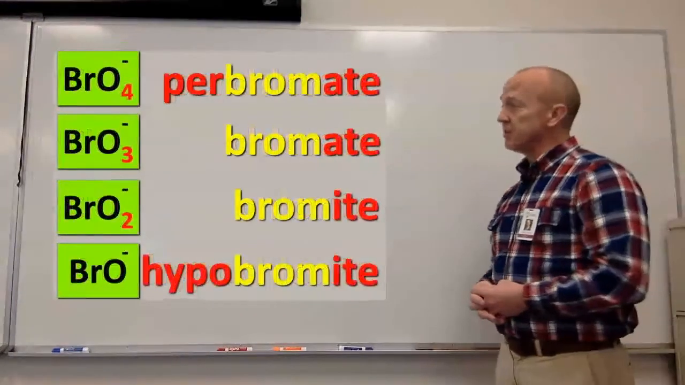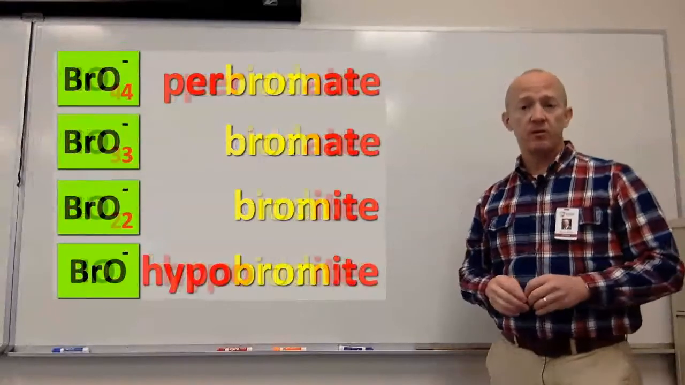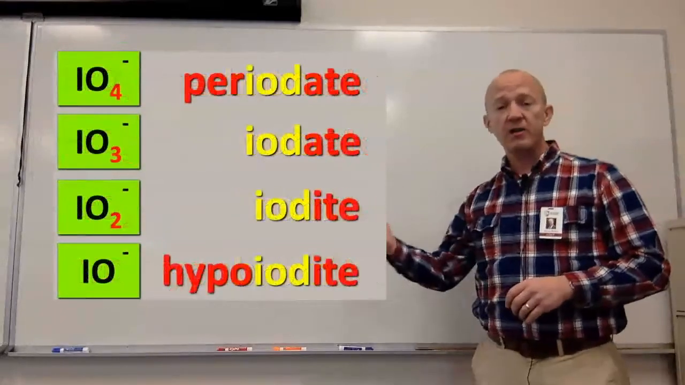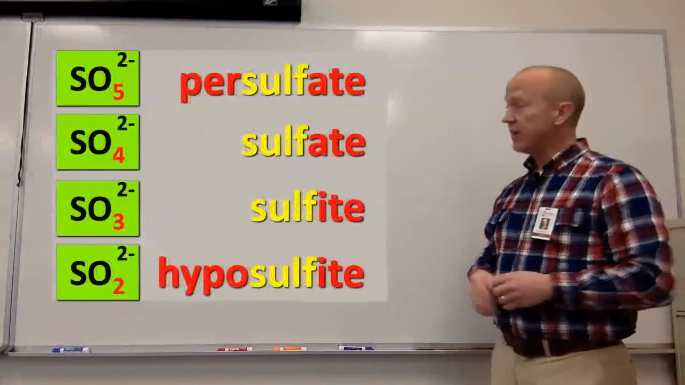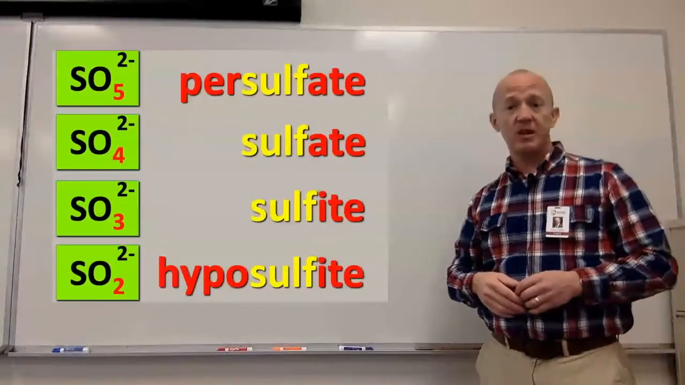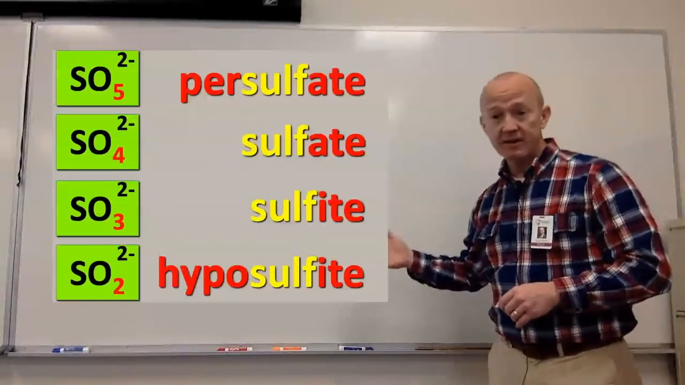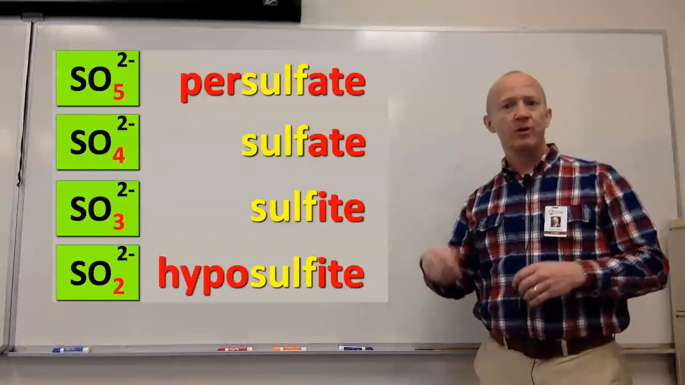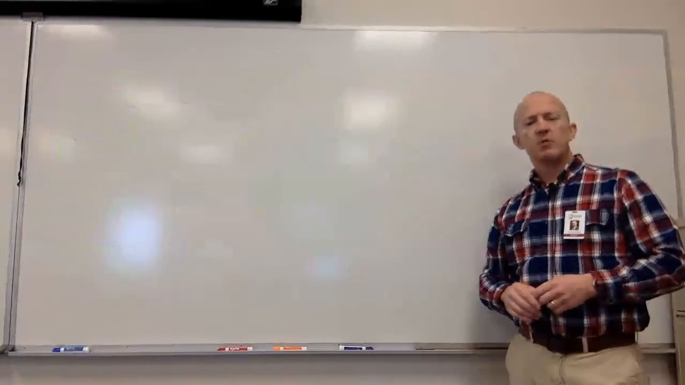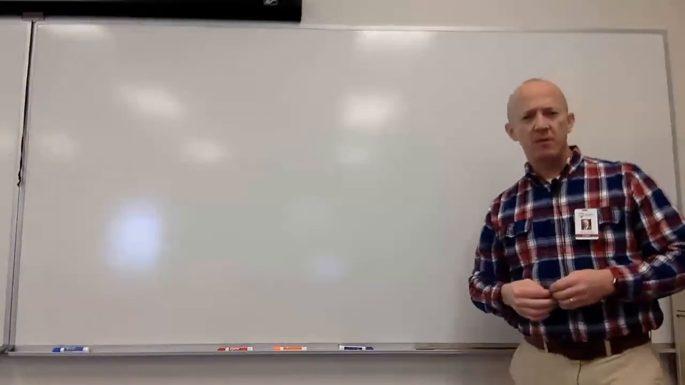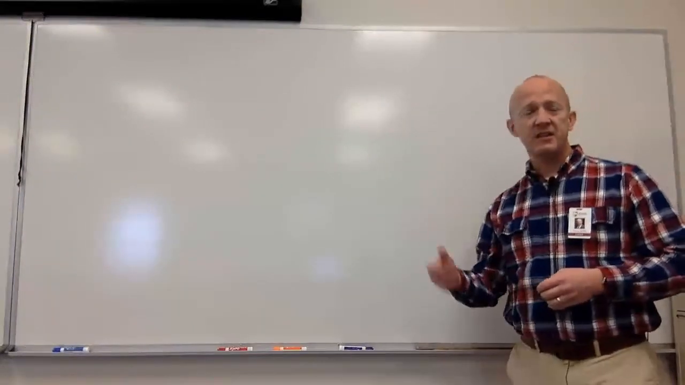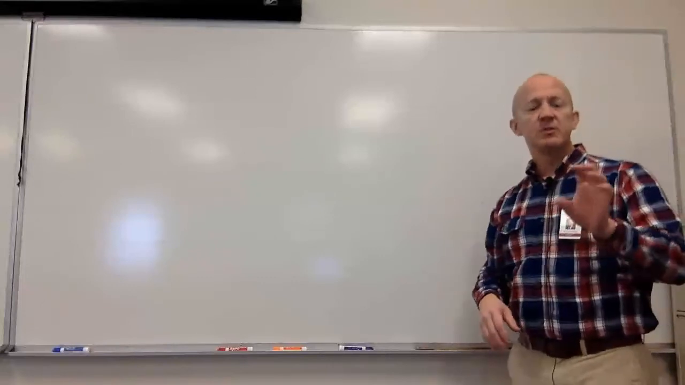This naming system can be used with other elements involved as well, such as bromine or iodine, even sulfur. You can have the persulfate ion, which is SO5 with a -2 charge. You can have the hyposulfite ion, which is SO2 with a -2 charge. If you're wondering about a way in which you can remember which ones have ATE endings and ITE endings, here's something I think will help.